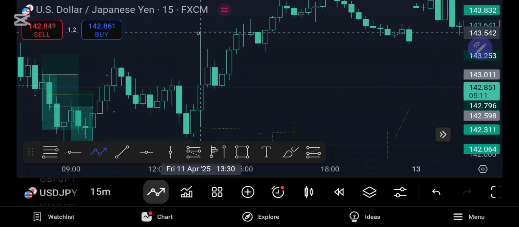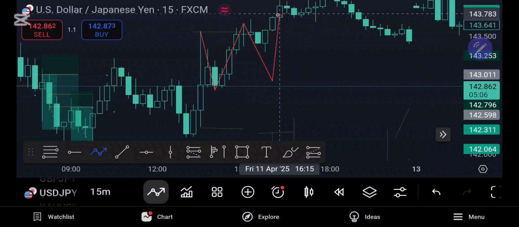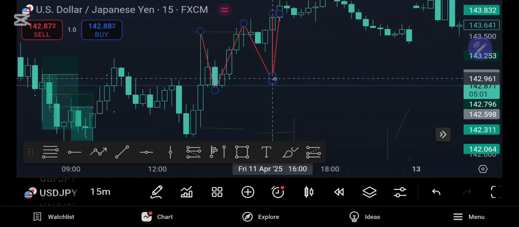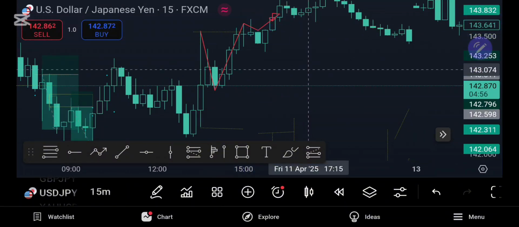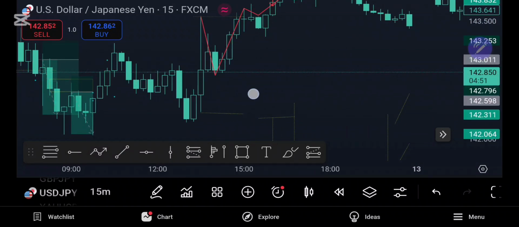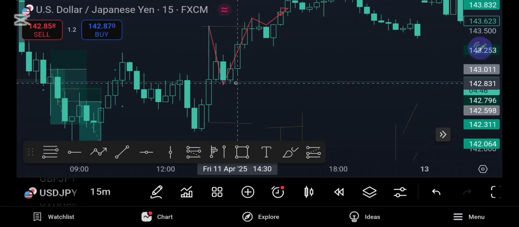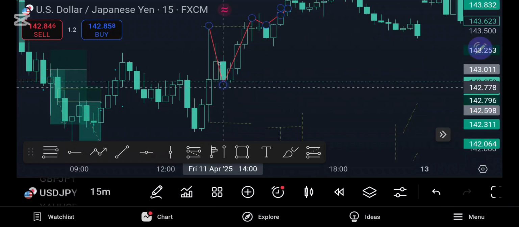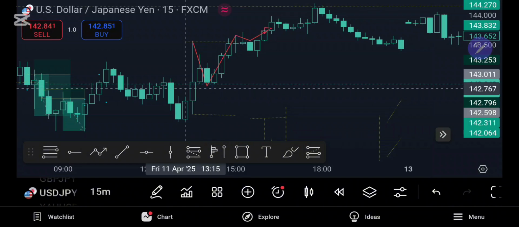Somebody might want to use this as a swing, right? But it is not a swing, it's a fake swing. Why? Because these 1, 2, 3, 4 candles are inside this particular whole candle, right? They are inside that candle, so therefore it is not considered a swing.